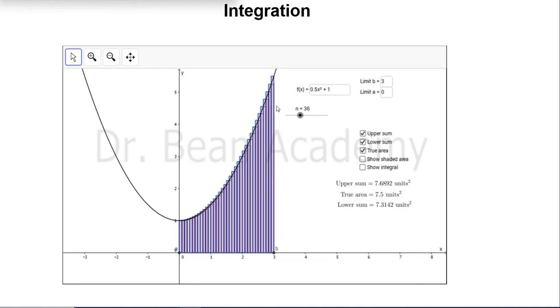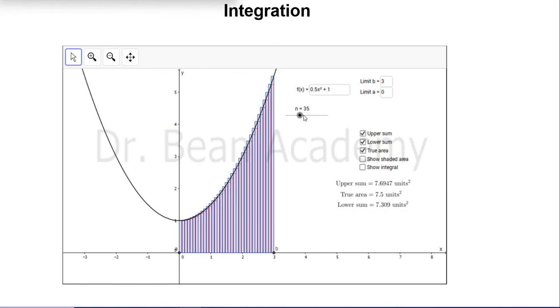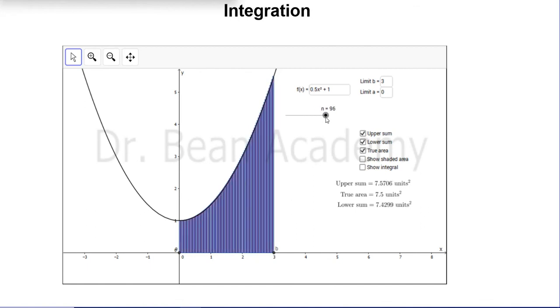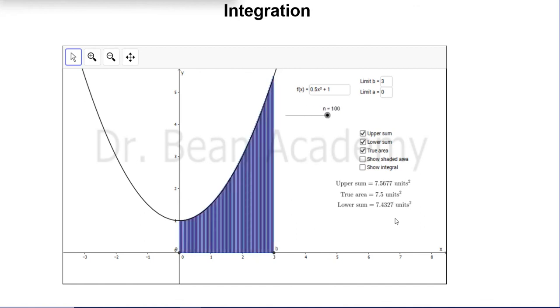From the upper sum, I mean when you choose the rectangle to touch the upper right corner, it is different than when you choose the rectangles to touch the upper left corner with the function. You see the values are still different, and it matters sometimes when you are calculating. So now if I keep on increasing, you will see that now the area is almost equal. You see, even from the lower sum it's 7.4, and from the upper it's 7.567. The error is very small.